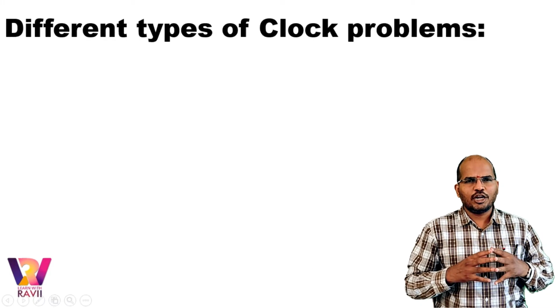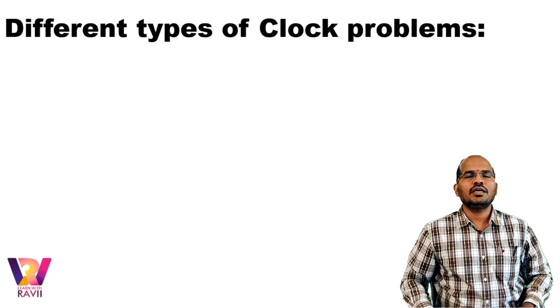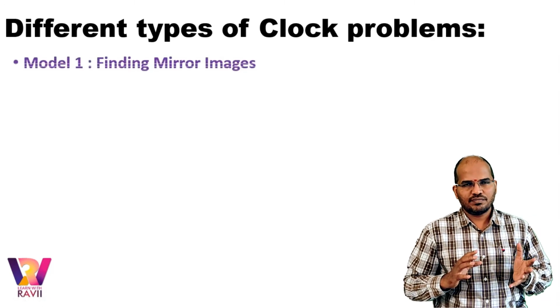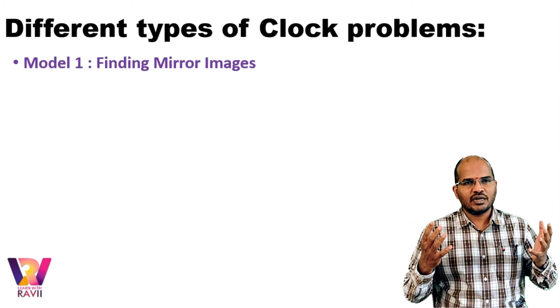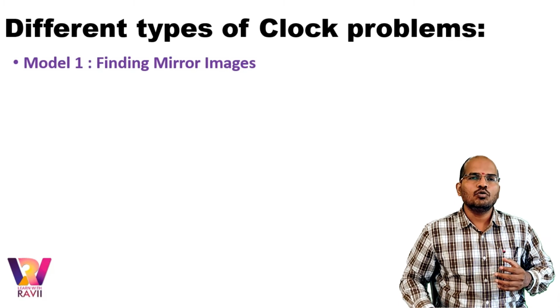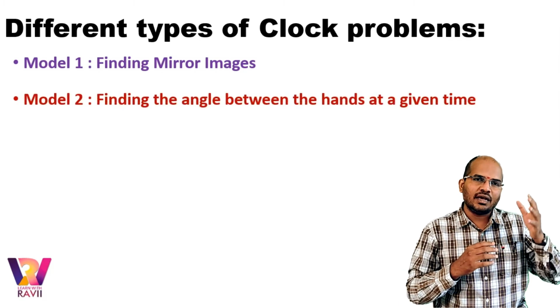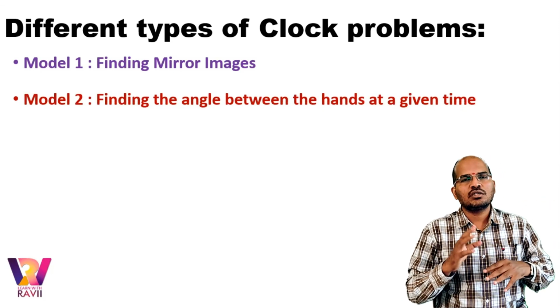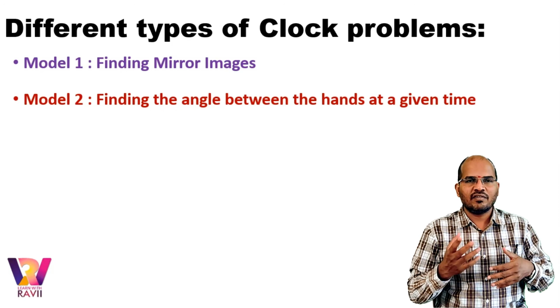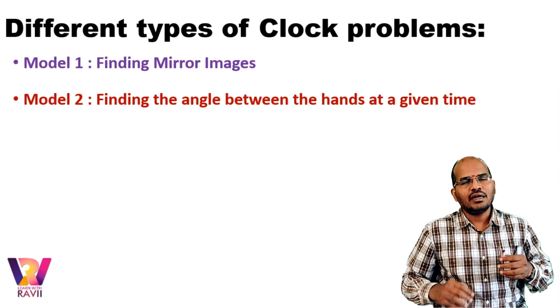Now, what are the different types of models people ask in clock? The first model is finding the mirror image. For a given time, you will be questioned about the mirror image of that time. And model 2 will be about finding the angle between the minute hand and the hour hand at a given time. For example, at 3:51, what is the angle between the minute hand and the hour hand? So we call it finding the angle between the hands at a given time.